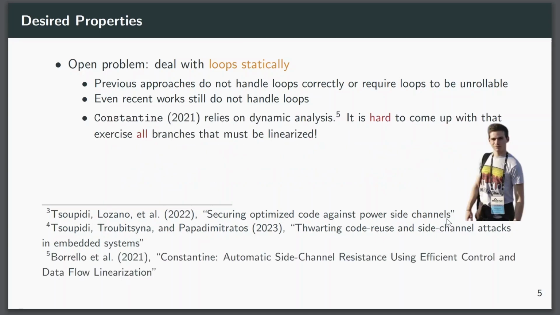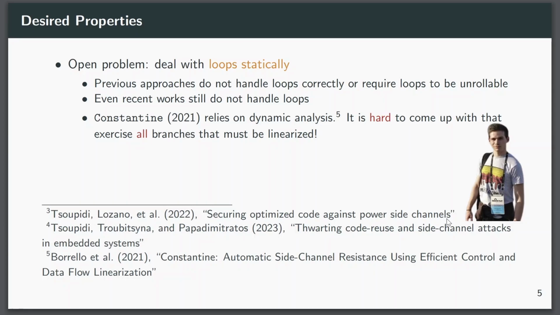And there is one tool from 2021 called Constantine that does handle loops correctly, but Constantine relies on dynamic analysis. The idea here is that there's a training phase in which you need to run the program with some inputs, and you have to come up with inputs that exercise all branches, at least all branches that must be linearized. And it is hard to come up with such inputs. It's not trivial. And I'm just pausing here to talk a little bit more about Constantine, the way it works.